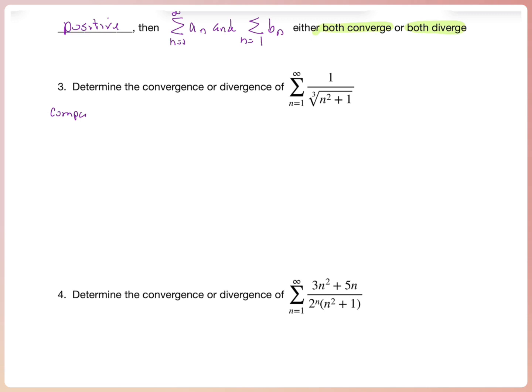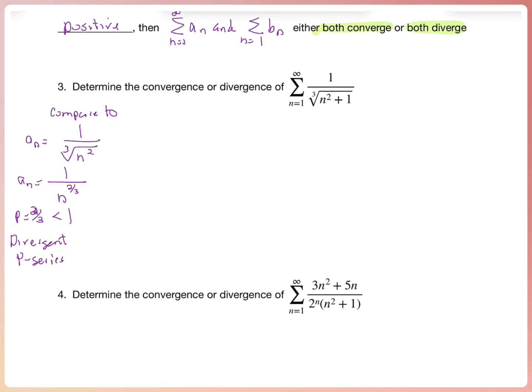So let's look at our first example. Let's figure out what we're going to compare this to. Let's compare this to 1 over the cube root of n squared. So that means that's 1 over n to the 2/3 power, which is a p series. And this p series has p equal to 2/3, which is less than 1. So we know this is a divergent p series.